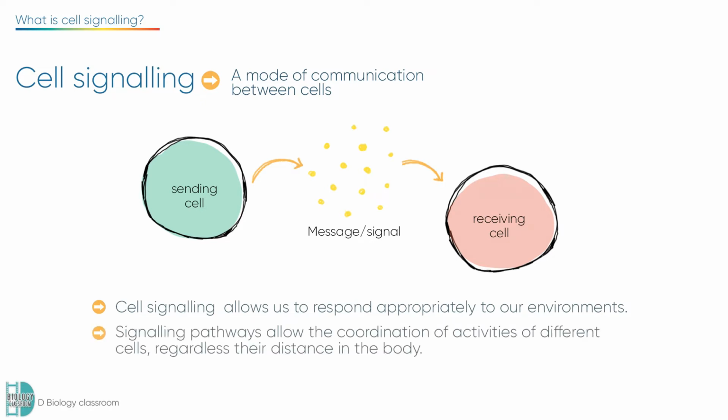For multicellular organisms, which may contain trillions of cells, signaling pathways allow the coordination of activities of different cells, regardless of their distance in the body.